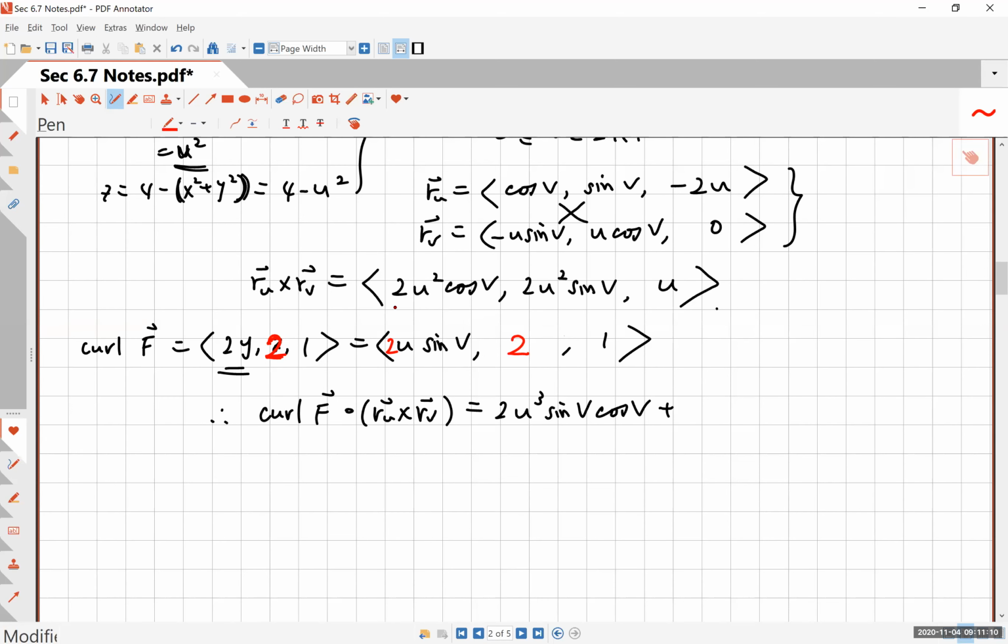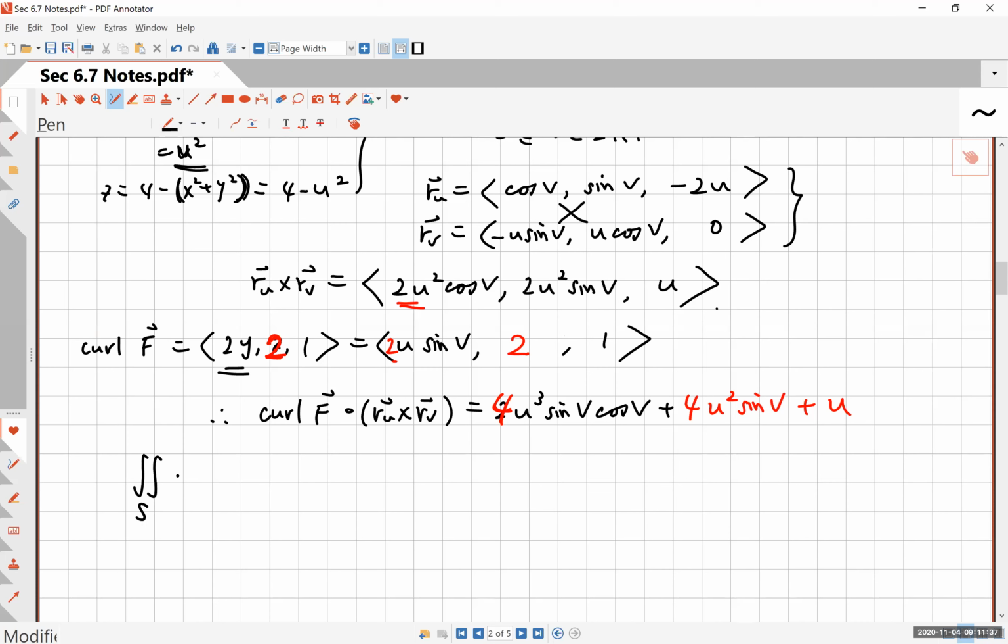Okay, so going back here, I have 2u squared cosine and then 2u sine, so this will be 4u cubed sine v cosine v. Next one will be 4u squared sine v, and then plus u. Okay, so that is my integrand. Finally, I have this integrand. All right, so let's go ahead and figure out what the right-hand side is.